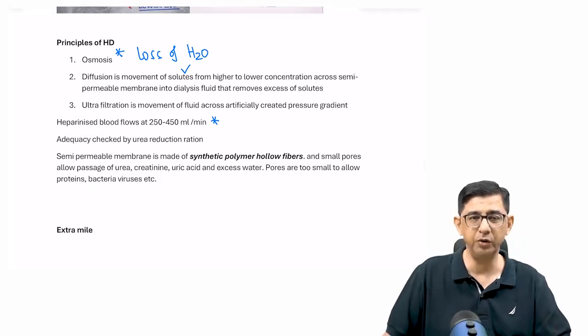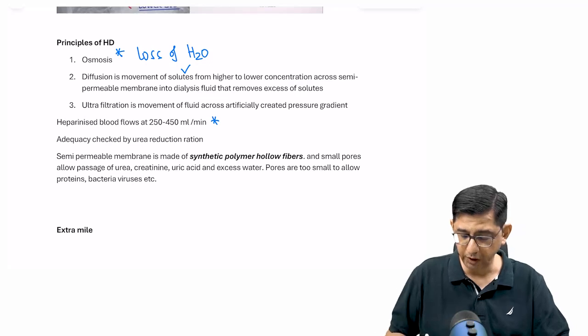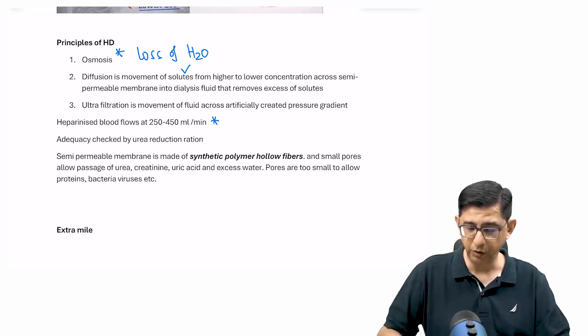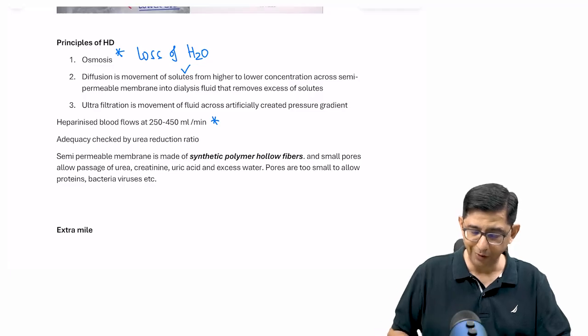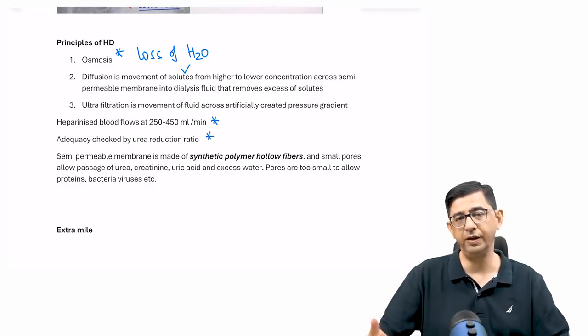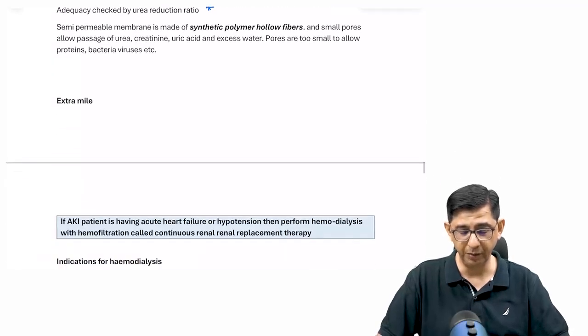And how do you check for adequacy of dialysis? It is called the urea reduction ratio. That is to assess the efficacy of the dialysis you have done in a patient.